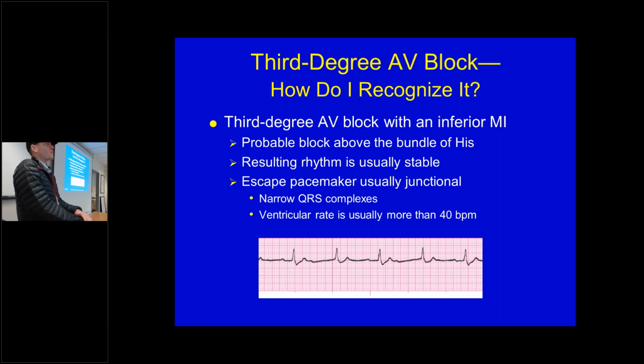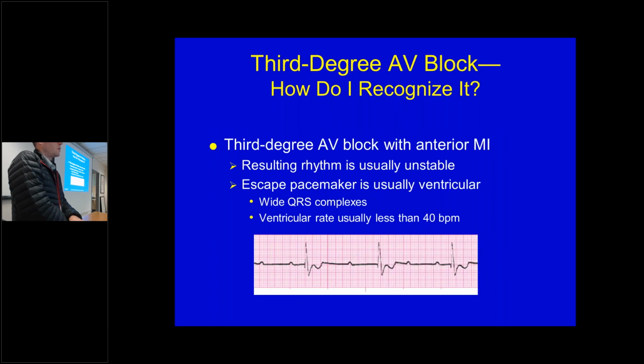So if you have a complete heart block that's above the bundle of His, then it's not a ventricular problem. That complete block is above, in the atrium. So you can still have a stable rhythm, and the heart rate can be functional. We'll talk about this a little bit. So this is a third degree AV block with an anterior MI. Again, you can't look at that strip and say that's anterior. It all depends on which lead it's in. So don't necessarily worry about that.